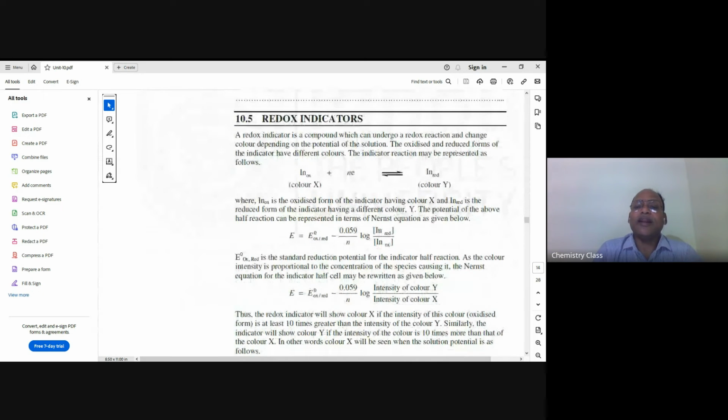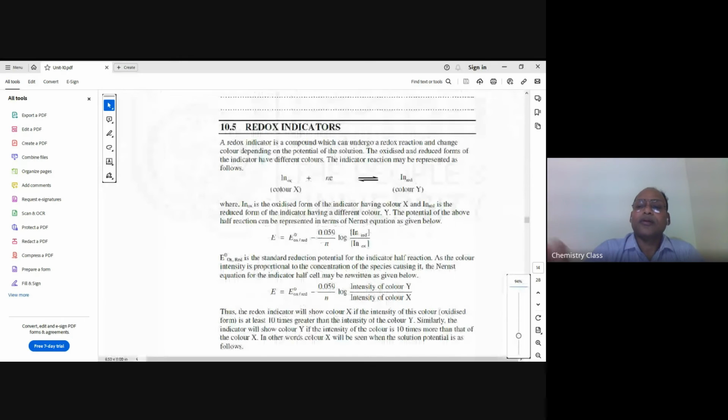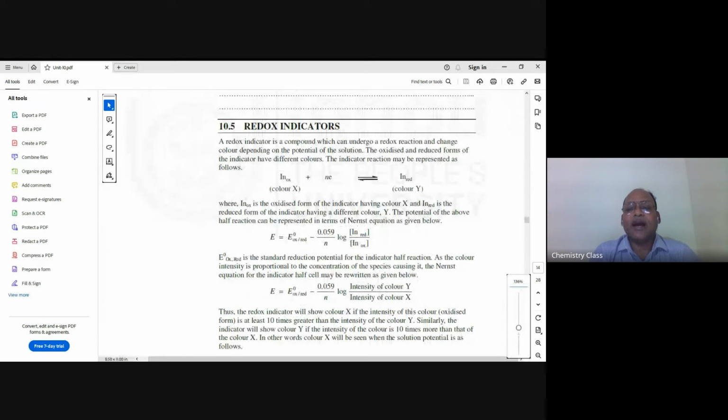Okay, then redox indicators. A redox indicator is a compound which can undergo a redox reaction and change color depending on the potential of the solution. As you know, what is the job of an indicator? It changes the color. So at a particular point, when the value increases, the color will change.